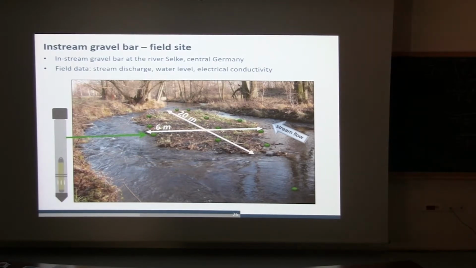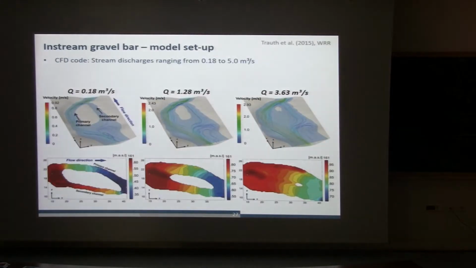We did a similar thing also for in-stream features. This is one of these features here, an in-stream gravel bar that we looked at. We had some mini piezometers in here with EC loggers, and so we could estimate residence times in this gravel bar based on electrical conductivity time series. We have natural variations in the stream, and we can follow those signals into the sediment. This is one thing we use to also constrain our model more.